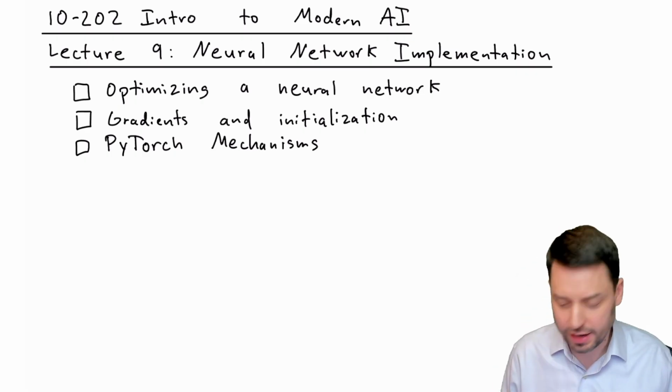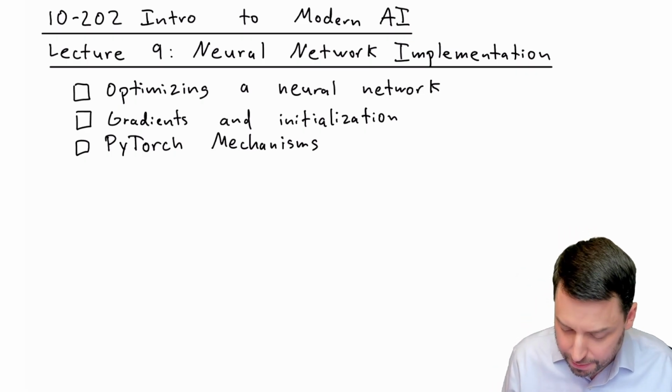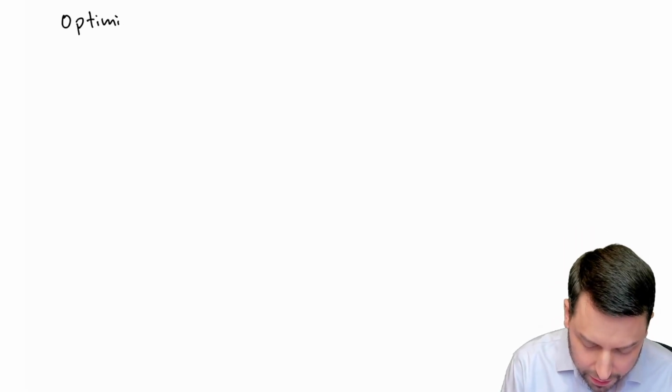All right, so that's our outline for today. Let's go ahead and jump in. And let's start off by talking about optimizing a neural network.